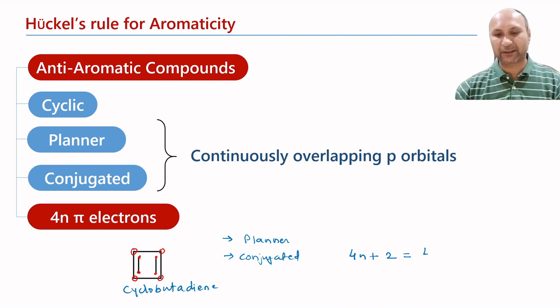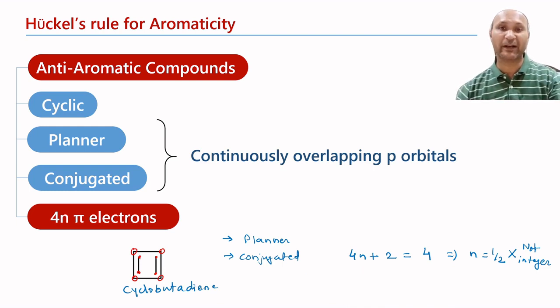now the total number of pi electrons is 4. So in that case n comes to 1 by 2, which is not an integer. Okay, so this compound is obviously not aromatic. Why? Because it is not fulfilling the 4n plus 2 criterion. But we cannot say that it is non-aromatic. Why? Because it is fulfilling the three criteria, that is cyclic, planar, and conjugated.